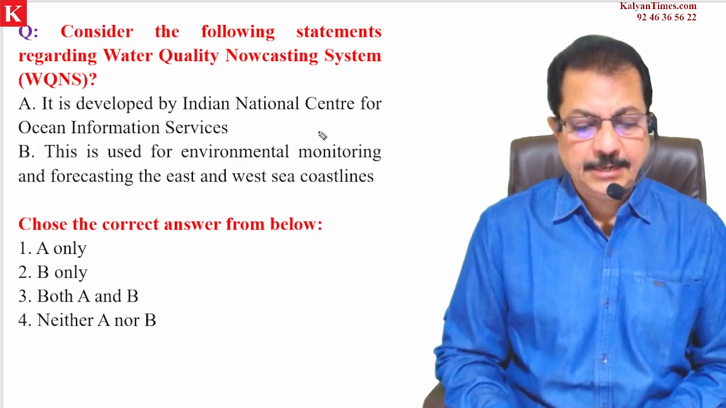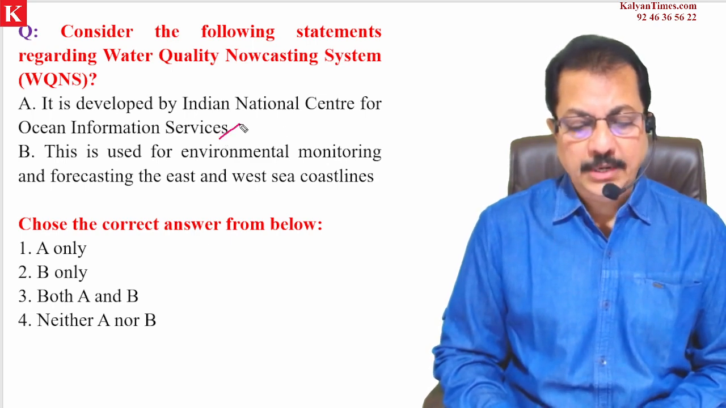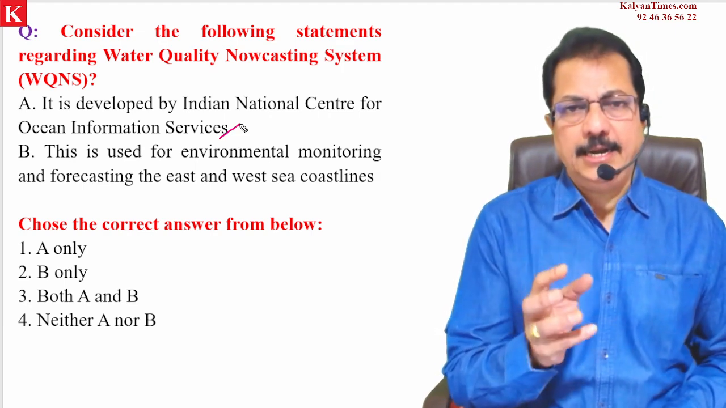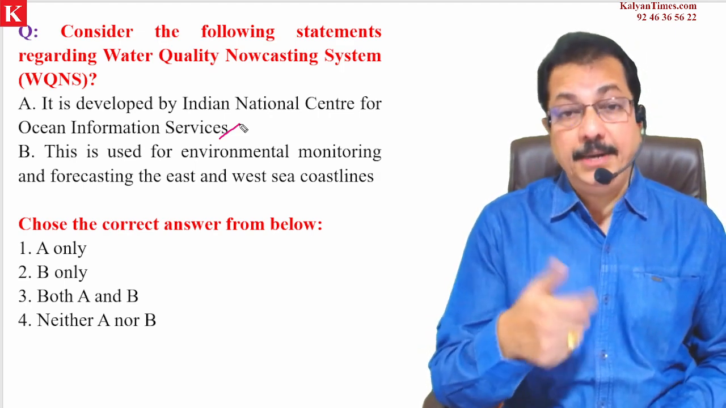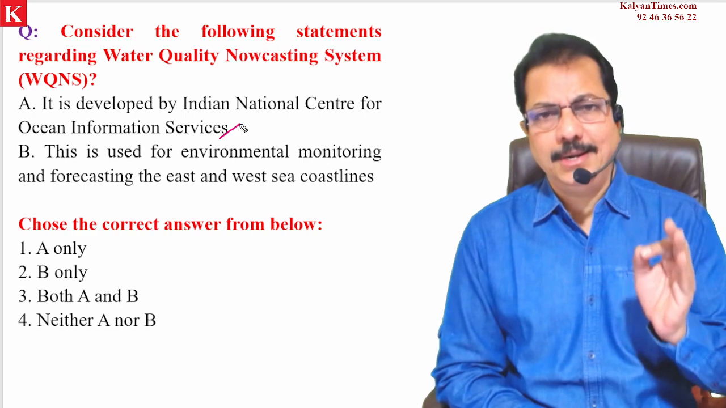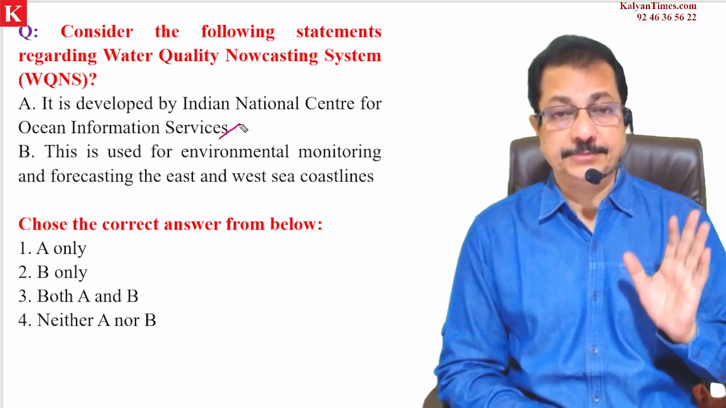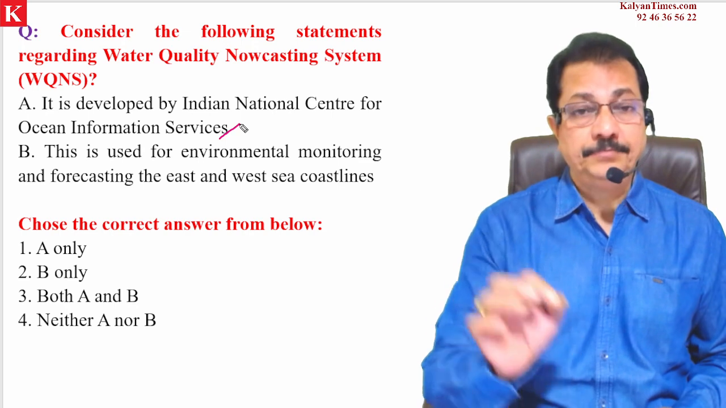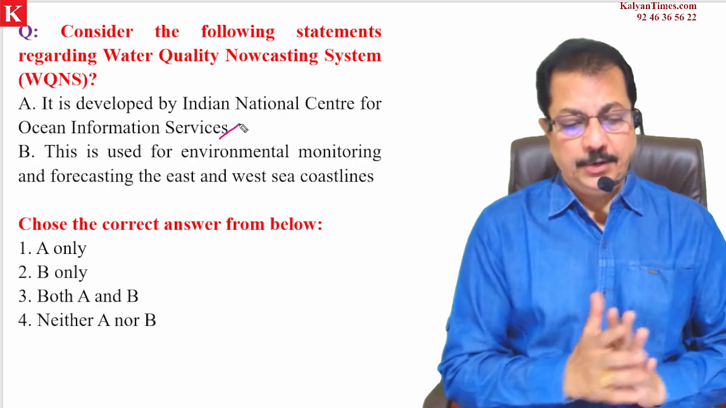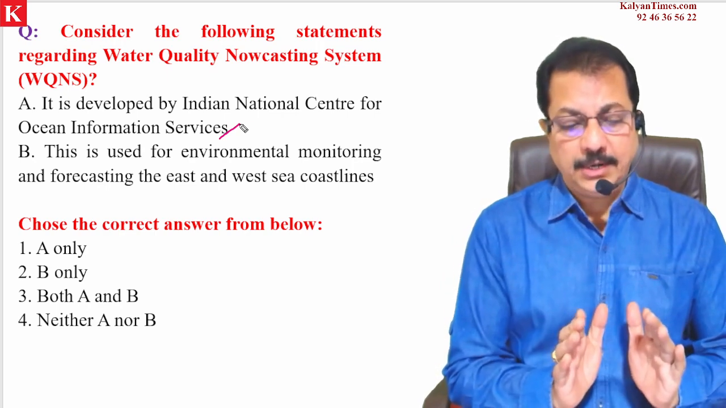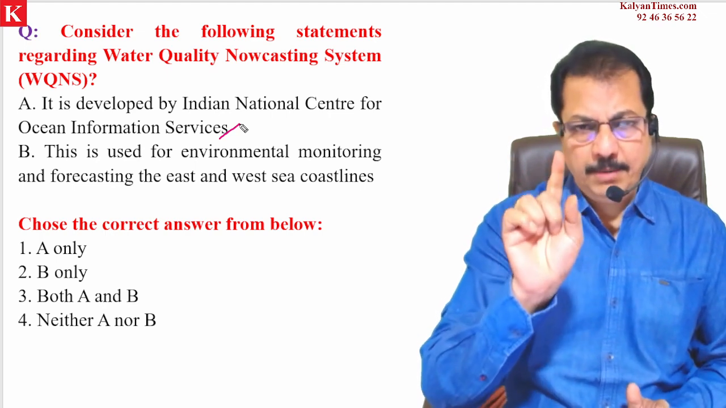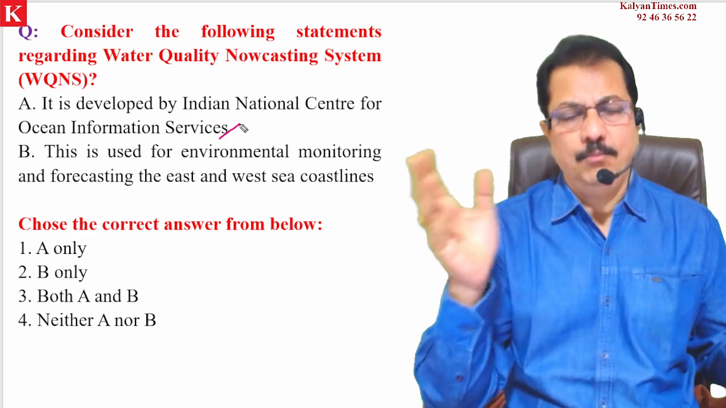Consider the following statements regarding water quality nowcasting system. Nowcasting is nothing but it is the current data, latest data that can be updated from time to time. Meaning, minute to minute we'll get the information regarding the quality of the waters in those areas. And presently it has been launched in Vishakhapatnam on east coast, Kochi on the west coast, right? Look at this. So regarding this, you have to consider two statements. Only two statements are given. One may be correct, two may be correct, or both may be wrong.